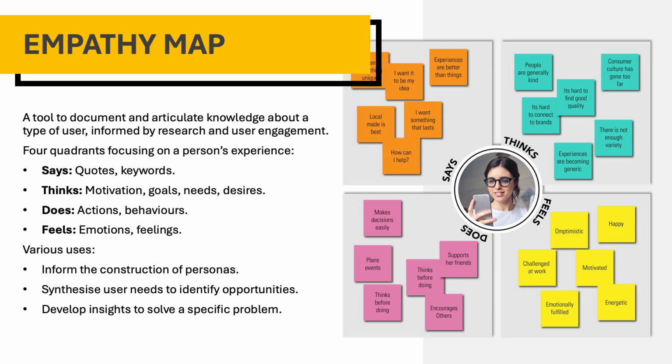Says includes things that the user has said or is likely to say, which can include quotes or keywords. Thinks relates to psychological aspects, such as a user's motivations, their goals, needs, and desires. Does relates to the actions or the specific behaviors that a user exhibits. Feels relates to emotions and feelings.